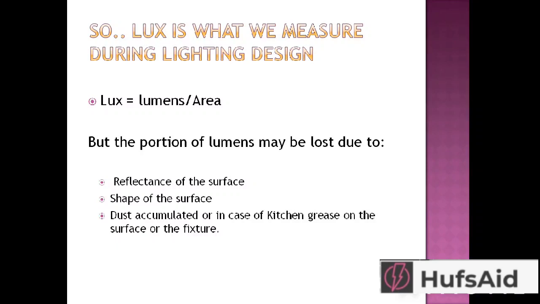And the last factor is dust accumulated, or in the case of a kitchen, grease accumulated on the reflecting surfaces. If you have a dusty environment, you would notice that dust deposits on the fixtures, or on the working surfaces or reflecting surfaces, that is walls and so on. The same is the case in a kitchen. So these two, dust and grease, would reduce the reflectance of the surfaces and cause lux levels to reduce, or you can say they will absorb the lumens emitted from the light source.